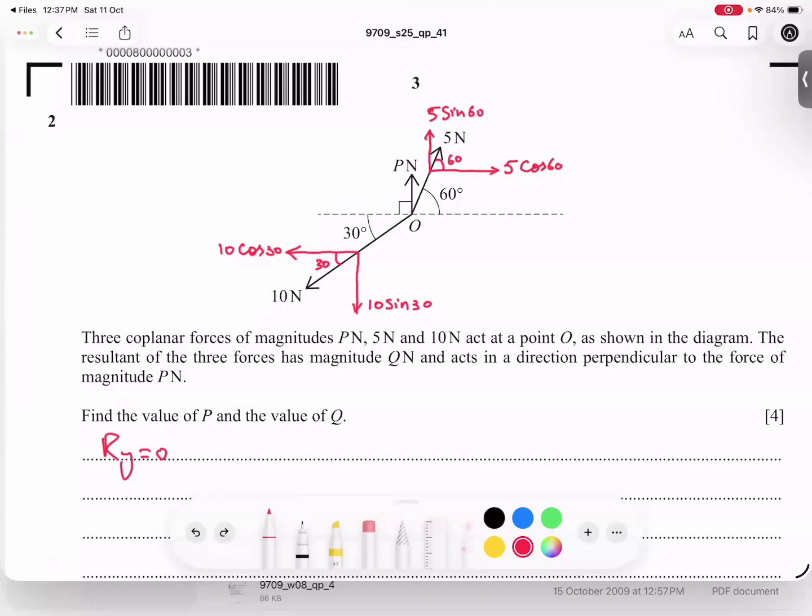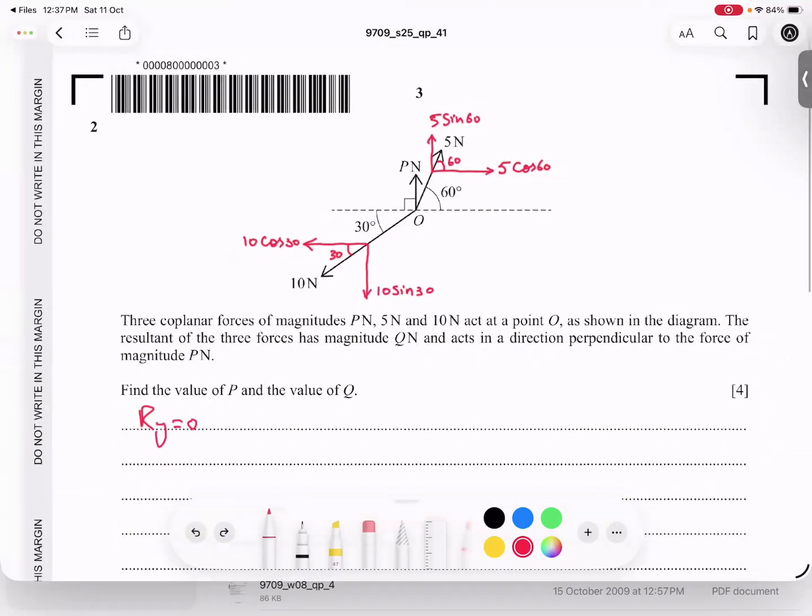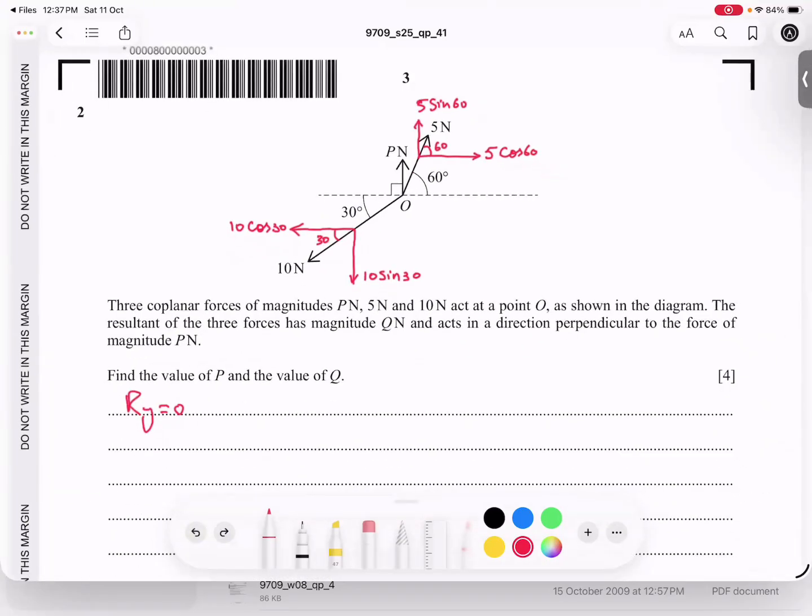Because he said that the resultant of the three forces is Q, and that is acting perpendicular. So I can tell now the upward force is equal to the downward forces. Ry is 0, which means these two are balanced and P is itself acting on top.